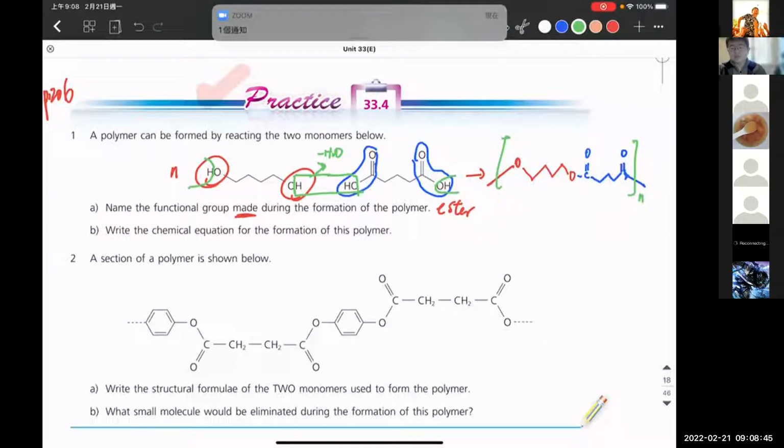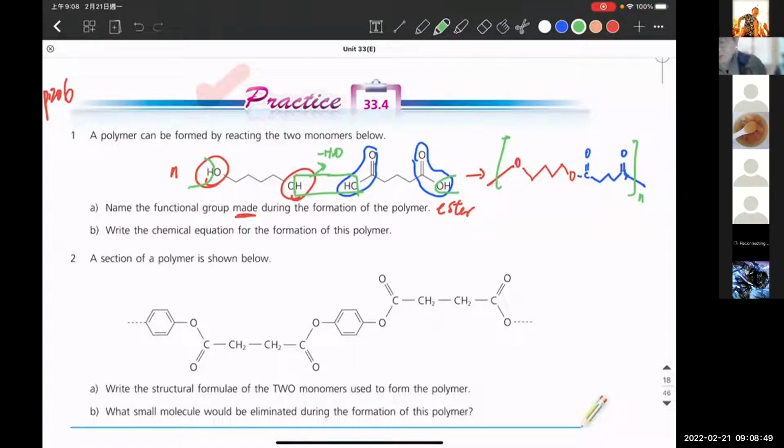Is it clear? So this is what we tried out: how to make the condensation polymer with a certain repeating unit shown here. So of course, you may also shrink it. Okay, this is the proper way to draw the formula.